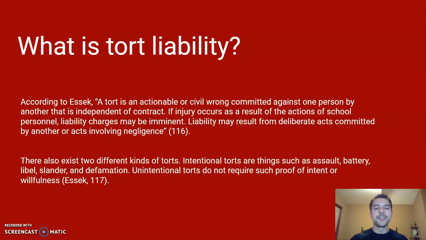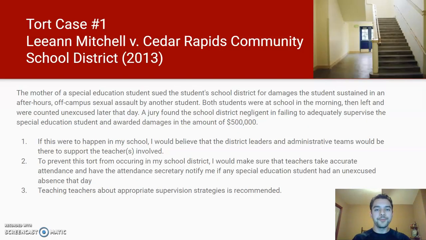But to get us started, there are 2 different types of tort liability. We have intentional, which is any student who has intent to harm another student, or maybe even a teacher who has purposeful intent to defame or harm a student. And then we have unintentional, which, as the word says, is an unintentional consequence, something that happens and a student ends up getting hurt because of that.